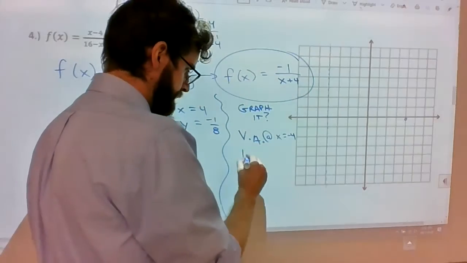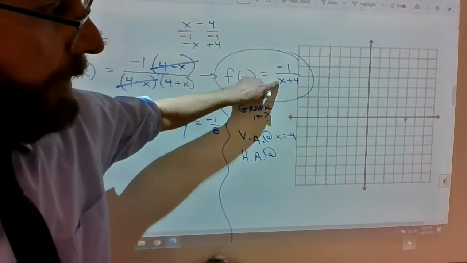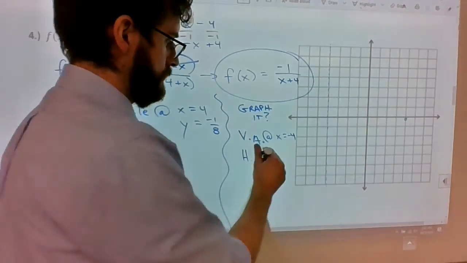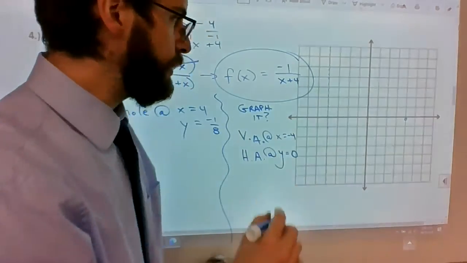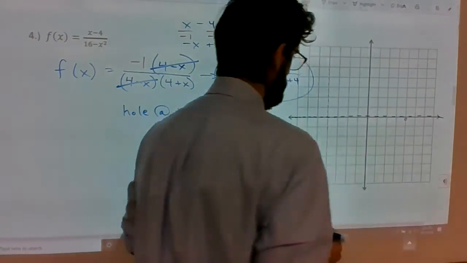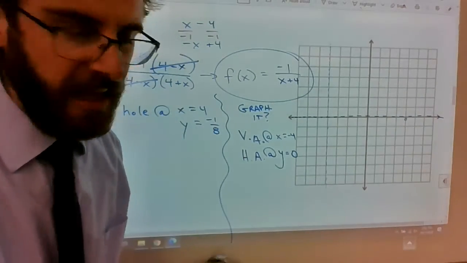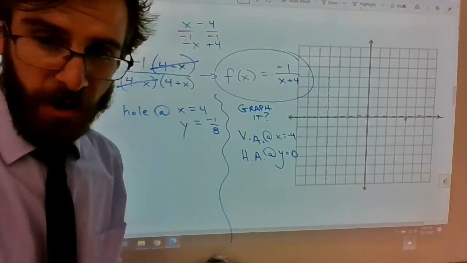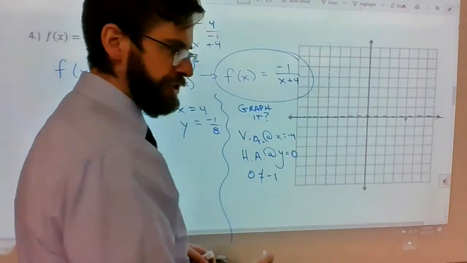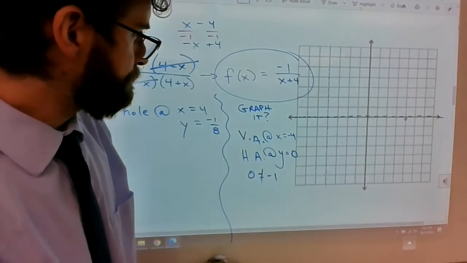Horizontal asymptote? Ha! The bottom power is bigger than the top power, or at least the leading one. Y equals 0. Which means we're probably going to level out at 0 on both sides of the vertical asymptote. Is there a 0? No, the top equals 0, that's gibberish. Doesn't cross the x-axis. So now we plot a few points.